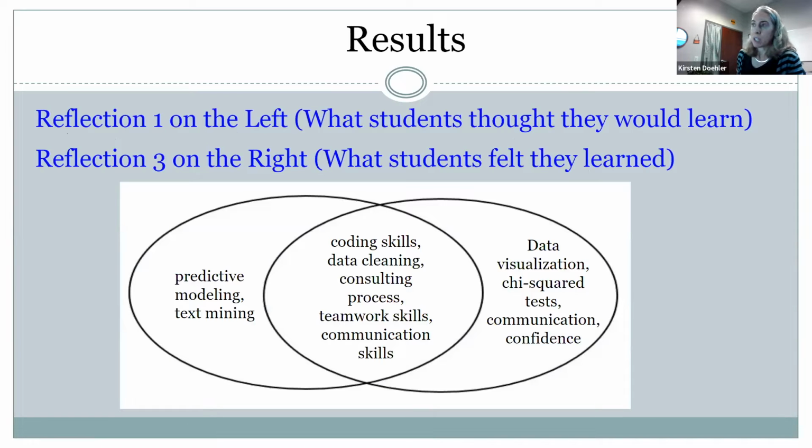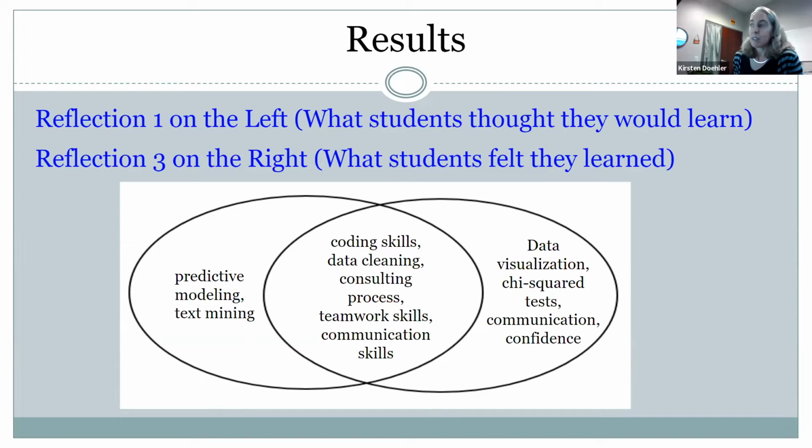So first I'm going to talk about results related to some of the reflection assignments. I have a Venn diagram here, and in the first reflection, students were asked what they thought they would learn by doing this kind of consulting or capstone project. And then the oval on the right is based on the third reflection, in which they answered what they felt they had learned at the end of the project.